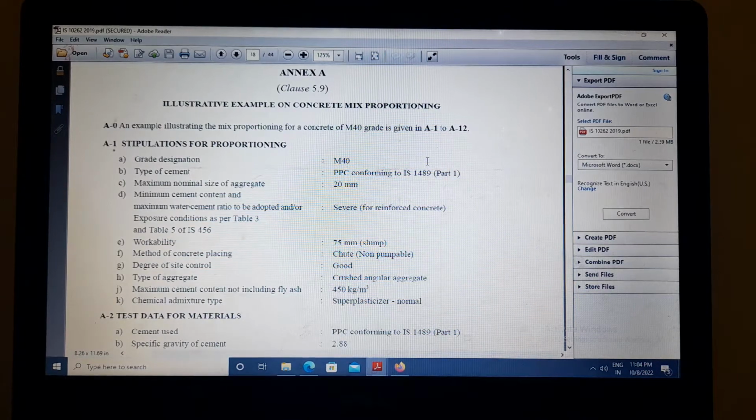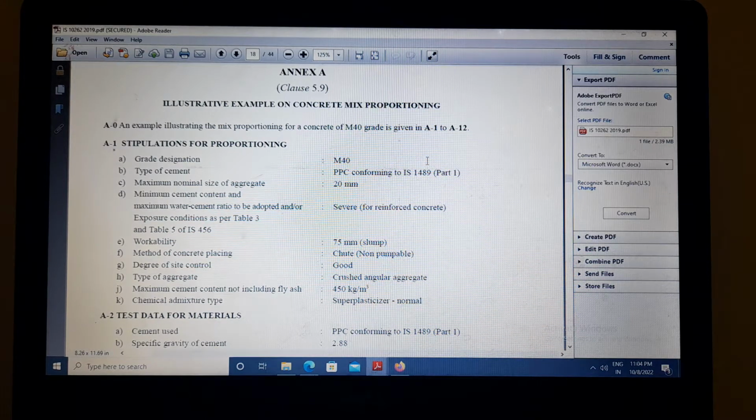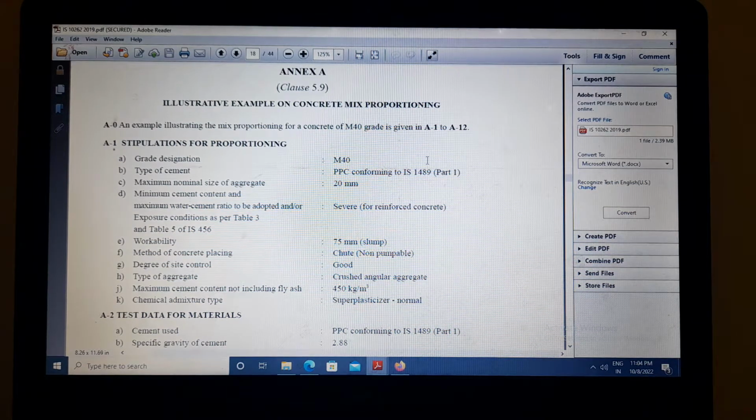Today I am proceeding with an illustrative example from IS 10262 for proportioning of concrete. Understanding this topic is complicated for persons who are new to it, but I will try to make it interesting and easy to understand. The ultimate aim of this explanation is to make everyone understand the topic and design the concrete with the lowest cement content by satisfying all codal provisions.